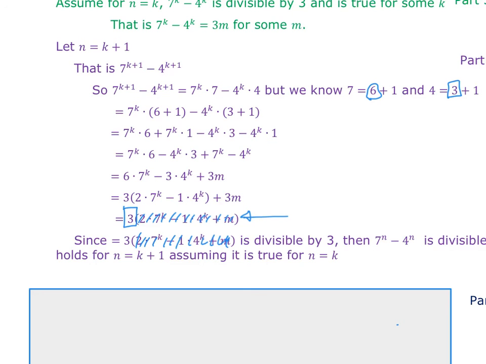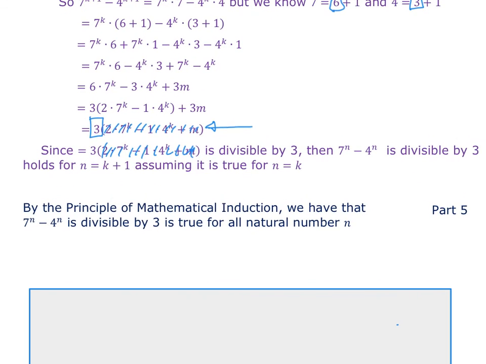All right, now let's go to the very bottom here. And so by the principle of mathematical induction, we have that 7^n minus 4^n is divisible by 3, will be true for all natural numbers n.